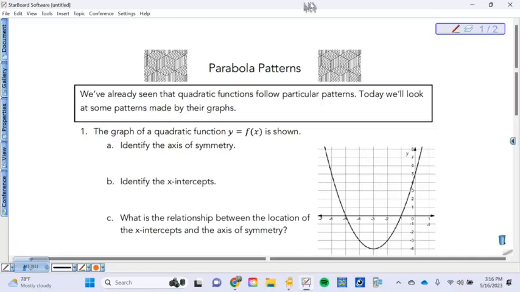So let's talk about this front side of the paper. We're looking at this quadratic. We're looking at this parabola, right? Where is the axis of symmetry for this parabola? What does the axis of symmetry mean? It means it goes through the vertex. It means it's a line that goes through the vertex.